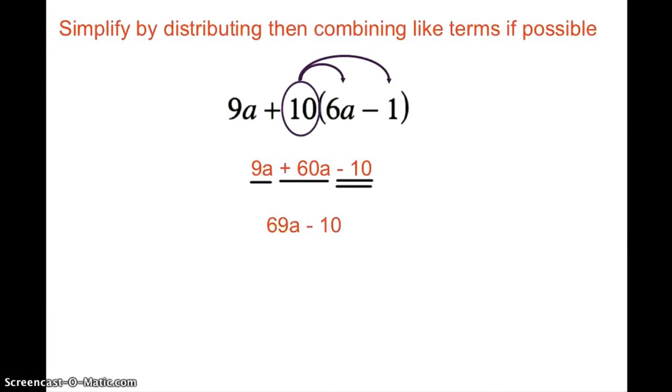Make sure that your terms are not like terms because their last names are different. So if I have terms that have different last names, I know that this is my final answer in simplest form.